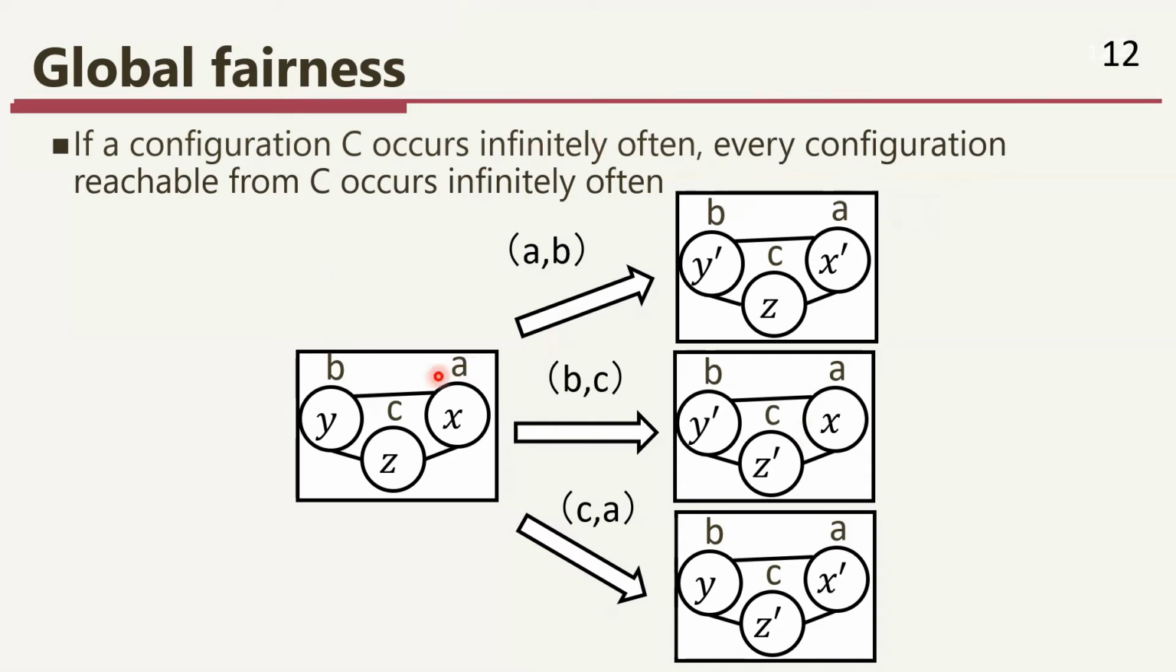When A and B interact in this configuration, this configuration occurs. Similarly, when B and C interact in this configuration, this configuration occurs. And when C and A interact in this configuration, then this configuration occurs. Now, under global fairness, if this configuration occurs infinitely often, all of them occur infinitely often.